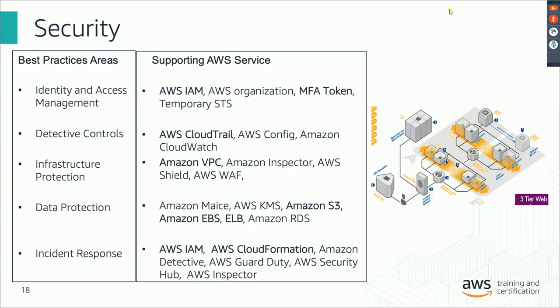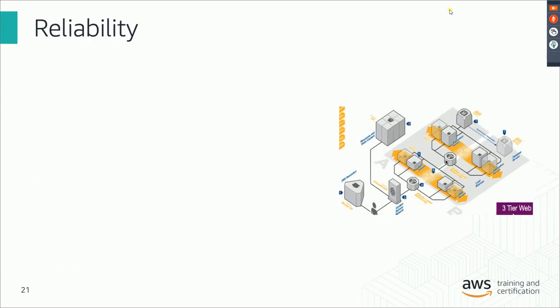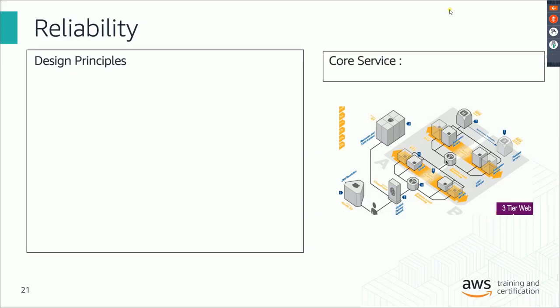Having covered the security layer, we will switch gears and move into the next pillar of the Well-Architected Framework, which is related to reliability, right? Now, when we talk about reliability, again, we will use the same sequence. What are the design principles and what are the core services? Any guesses here? What will be the core service for reliability as we go ahead?